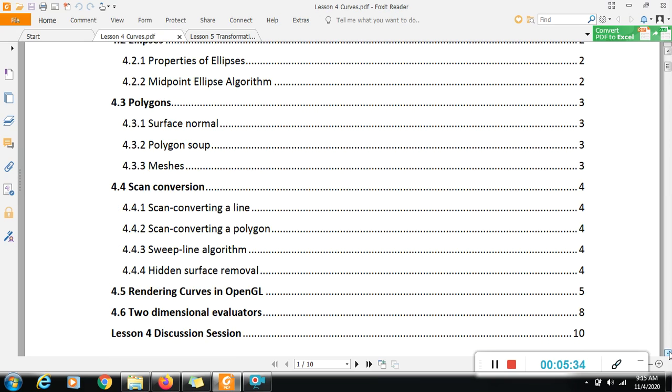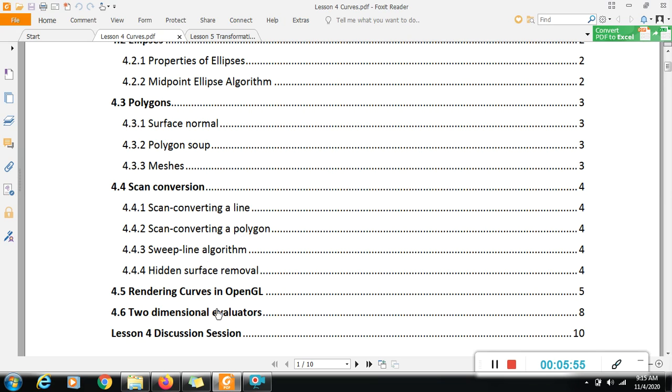When you have a polygon soup or a mesh, it takes a lot of resources when you want to render these on the screen, and for that reason we need to work on hidden surface removal. There is an algorithm to that effect, and you're going to view it here. And of course, we also dealt with scan conversion, how we scan convert a line, a polygon, and the sweep line algorithm, which is used for that purpose.